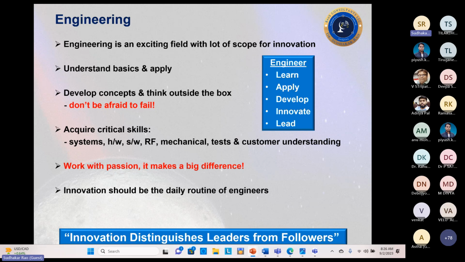Innovation should be a daily routine of engineers. Every day you have to think outside the box. I'll talk about innovation a bit more because that's one of the topics. This is a quote from the late Steve Jobs, who was the CEO of Apple: innovation distinguishes leaders from followers. So I think you follow your advisor for a while, but don't follow continuously, then you cannot grow. Detach from him after a while, after you learn, and then slowly develop your skills and you become a leader at the end. That's how you should do it.